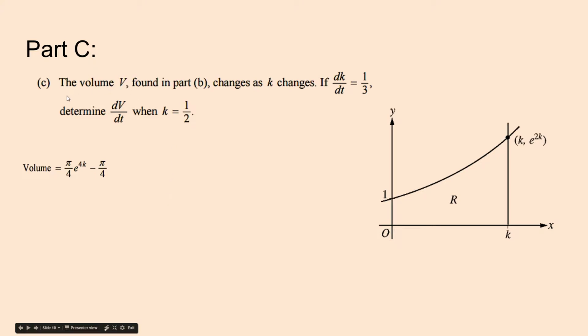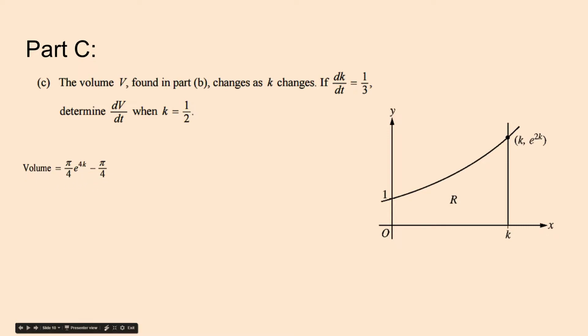Part C asks us to use the volume V found in Part B to figure out the change in volume with respect to another variable t when k is equal to 1/2 and dk/dt is equal to 1/3. So from the last problem, we know that the volume is equal to pi over 4 times e to the 4k minus pi over 4.